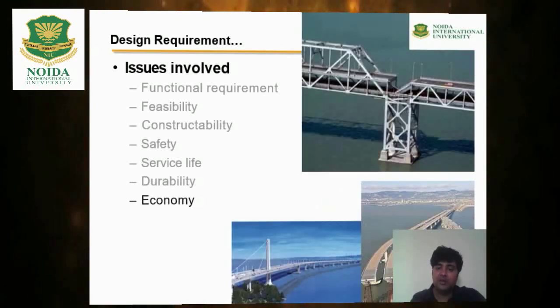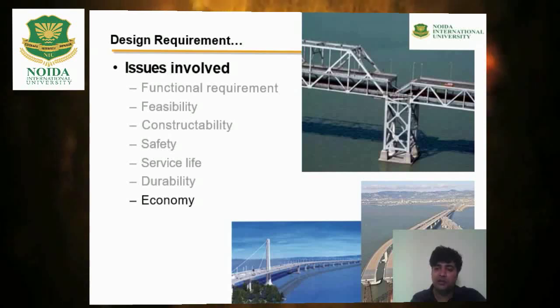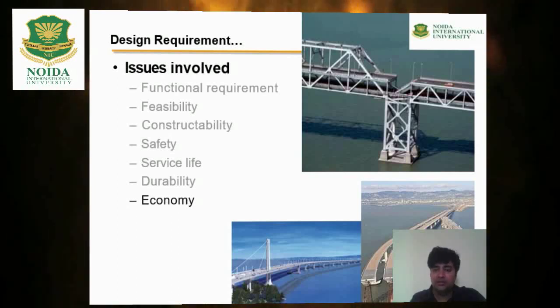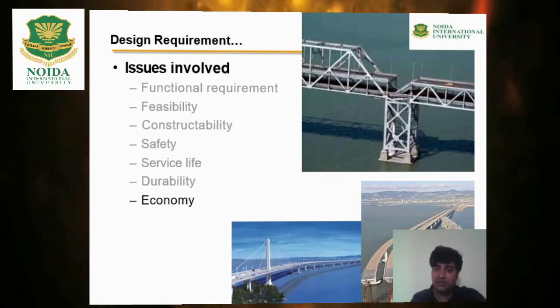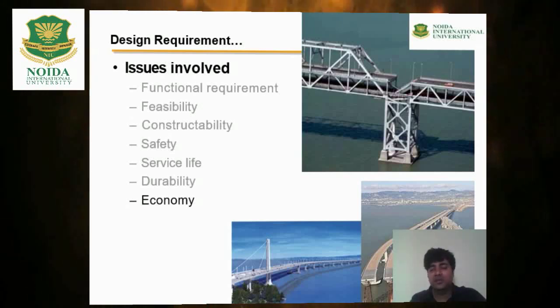Going further, the economy part. Now take the example of the economy part. So this is a bridge. This is the most expensive kind of construction work which we have dealt with. So there is a limit of resources and money. So we have to be very careful about our economy part also. This is the economy which we have to keep in mind at the time of design, so that within the given money or resources, we can complete that particular design.